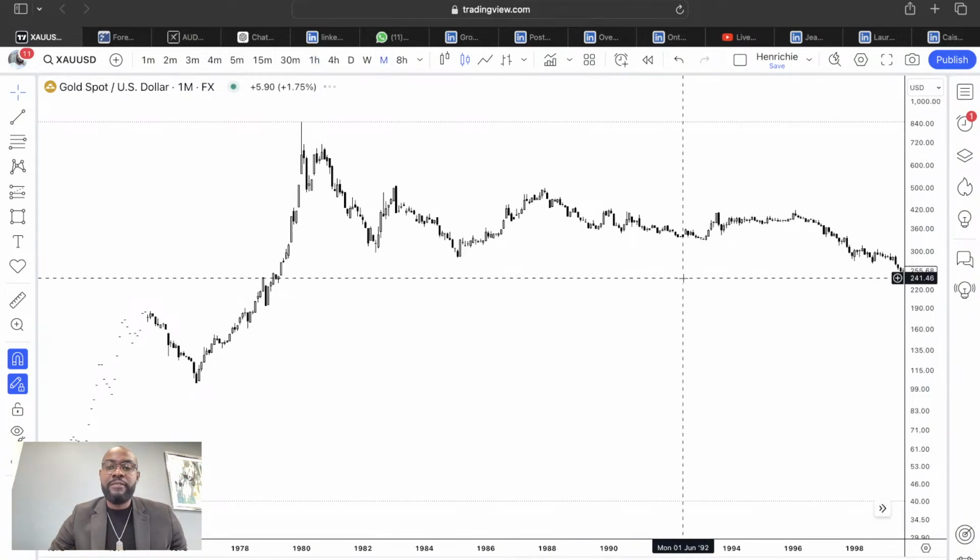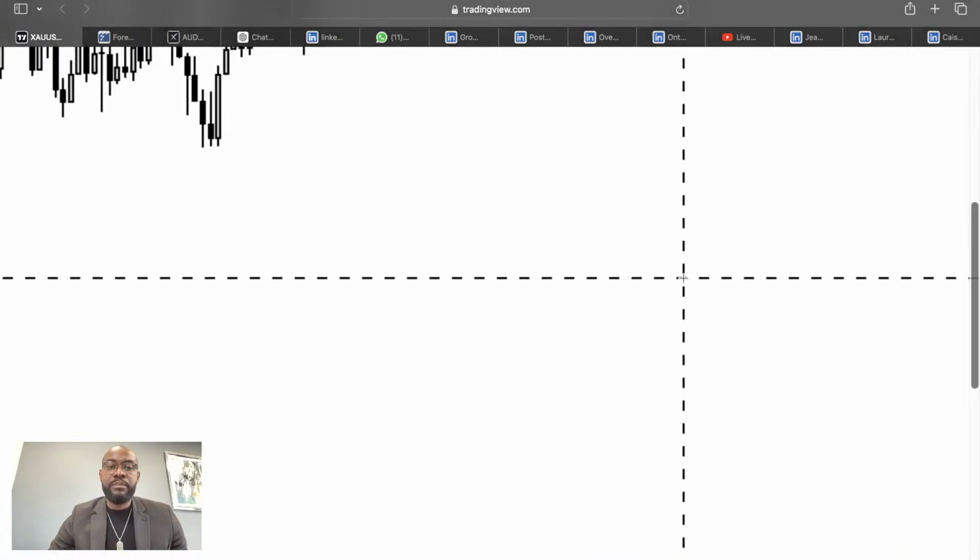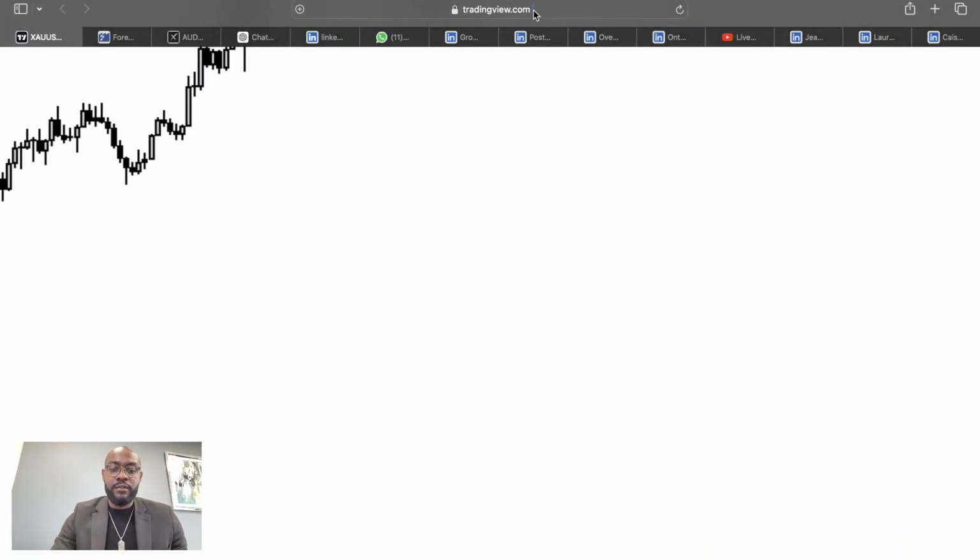If we look at the monthly time frame as well, you can see how the monthly time frame aligns with that perfectly. So 1 second.